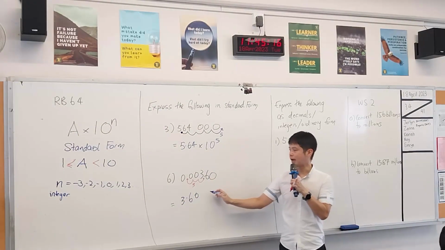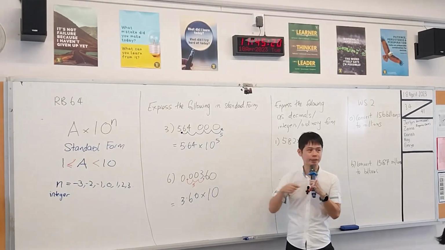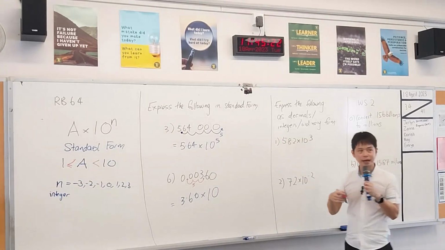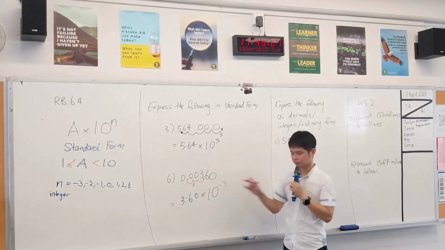It's okay. Times 10. Look at the numbers. How many times did I count? 3 times. 3 times to the left. So yes, you have to put negative.